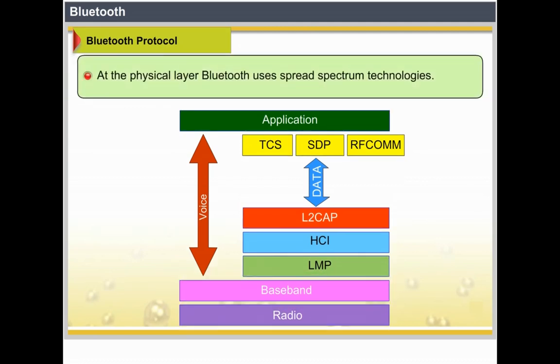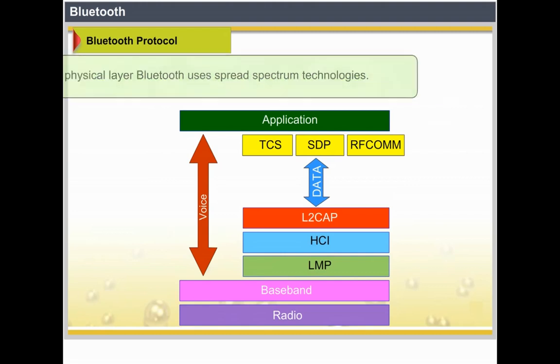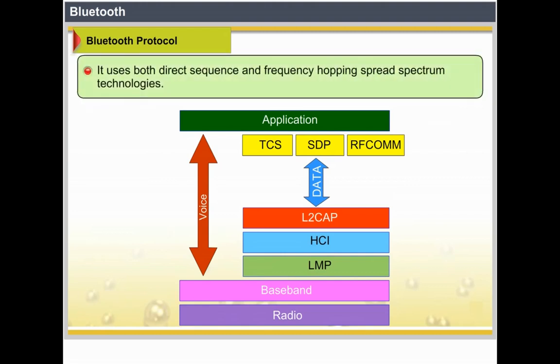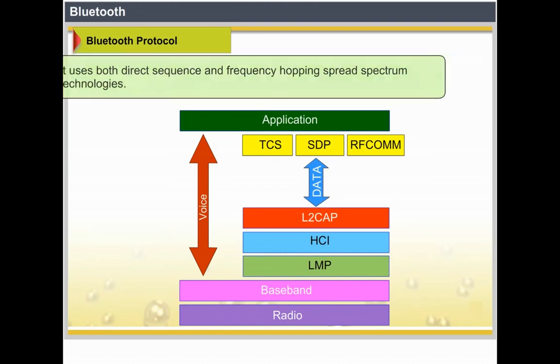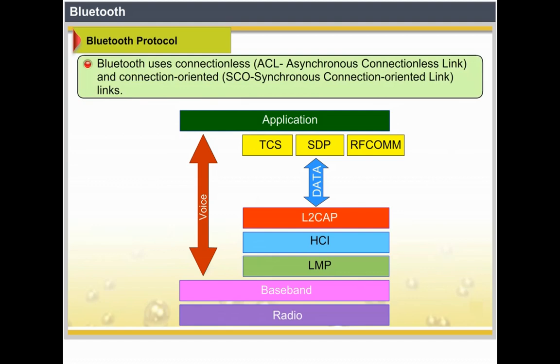At the physical layer, Bluetooth uses spread spectrum technologies. It uses both direct sequence and frequency hopping spread spectrum technologies. Bluetooth uses connectionless ACL, asynchronous connectionless link, and connection-oriented SCO, synchronous connection-oriented link, links.